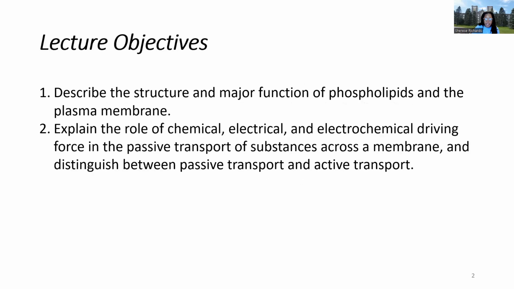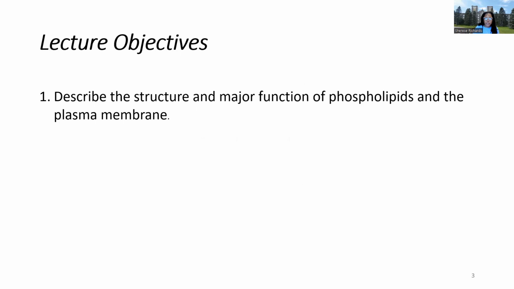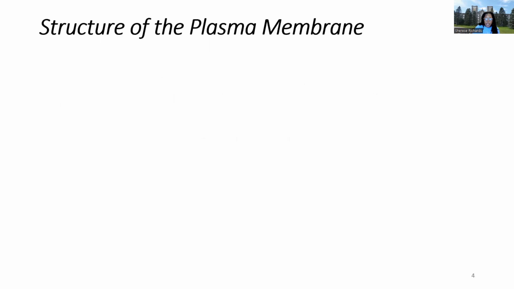Begin here again, membrane structure and cell structure review. Our first objective we're going to look at is to describe the structure and major function of phospholipids and the plasma membrane. So again, looking at what we already talked about, phospholipids as they were part of our fats under biomolecules.